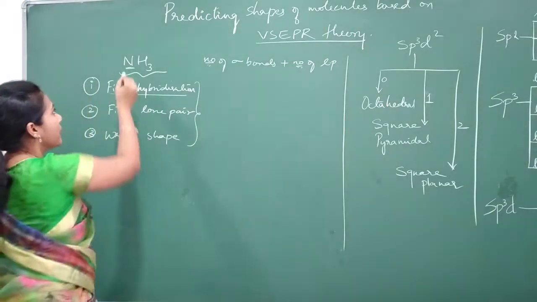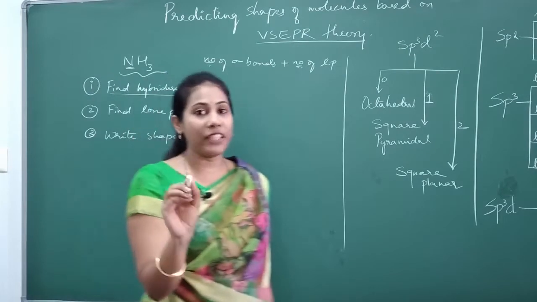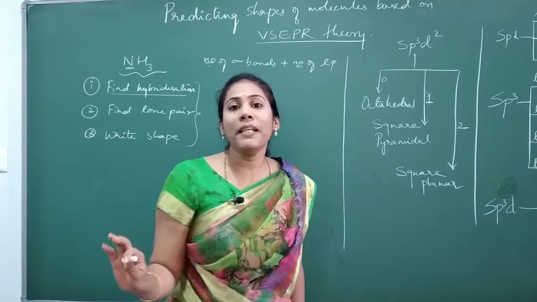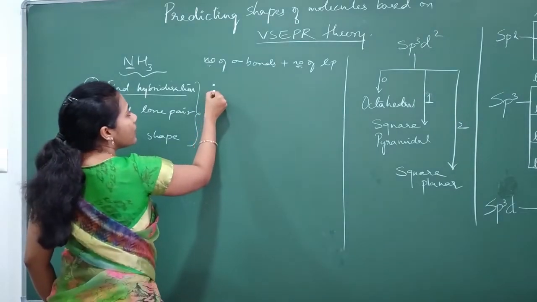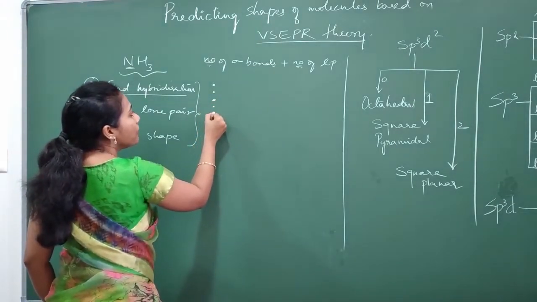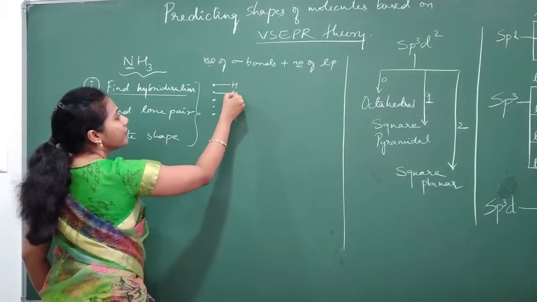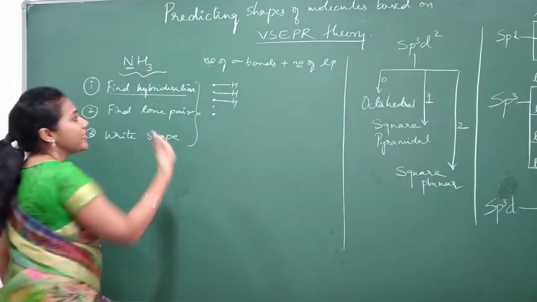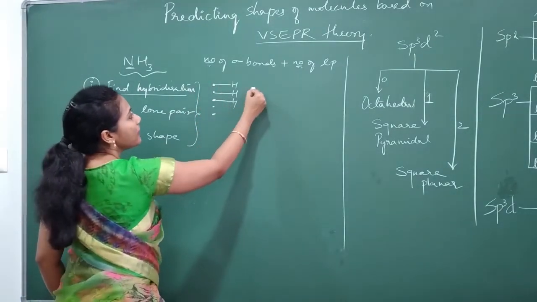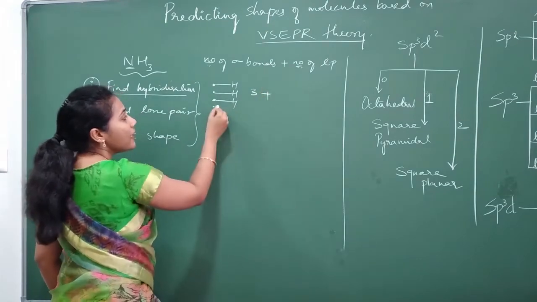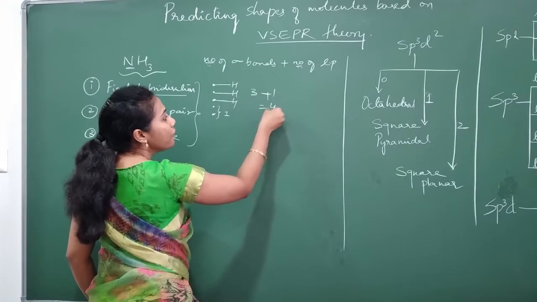Now let us find out. Nitrogen is the central atom. Nitrogen belongs to which group? 15th group. 15th group elements will have 5 valence electrons, so you will be putting 5 dots: 1, 2, 3, 4, 5. Each electron is bonded with 1 hydrogen, like that you have 3 hydrogens. How many sigma bonds are there? 1, 2, 3. Sigma bonds are 3. How many lone pairs? 1 lone pair is there. So 3 plus 1, you will get 4.